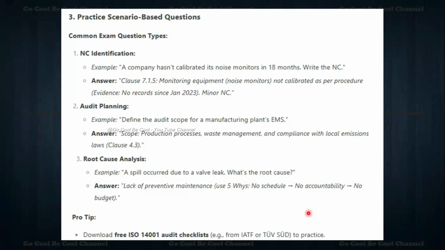So the pro tip is to download the free ISO 14001 audit checklist we have, maybe from IATF or other practices as well. Because we have a lot of videos available in this series, you can go through them if needed. Then you will be able to prepare the audit checklist and everything.